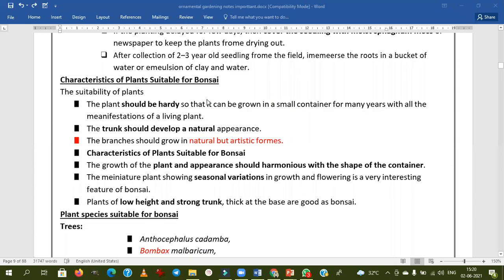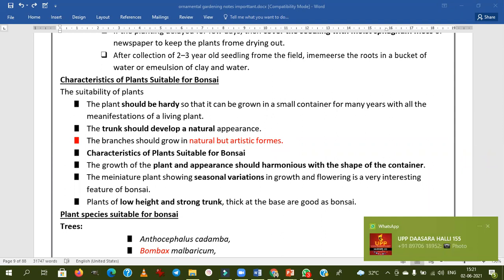Then which are the suitable plant species that we need to select for bonsai making? The plant should be very hardy and the trunk should develop a natural appearance. Even if we grow it in a pot or try to reduce the size, the trunk should grow naturally. And the branches should grow in a natural but more aesthetic form. The characteristics of the plant should be suitable for bonsai. It should harmonize with the shape of the container, and it should show seasonal variance like flowering, leaf color change or fruit development.